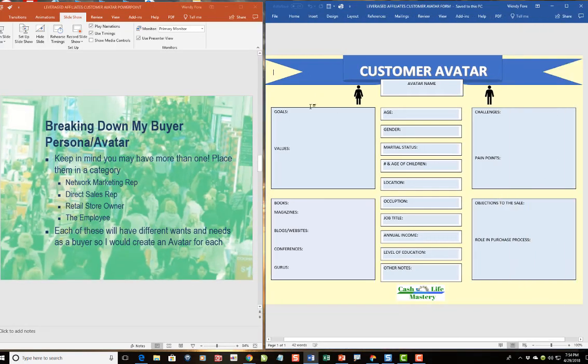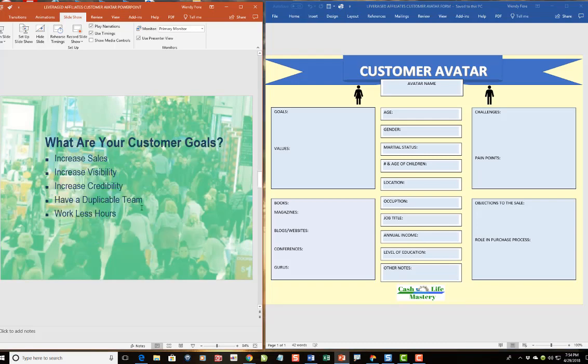All right, so what are their goals? And keep in mind, this is for a network marketing rep. Okay, their goals are to increase their sales, increase their visibility, increase their credibility because they want people to take them seriously online. They want to have a duplicatable team, and they want to work less hours.